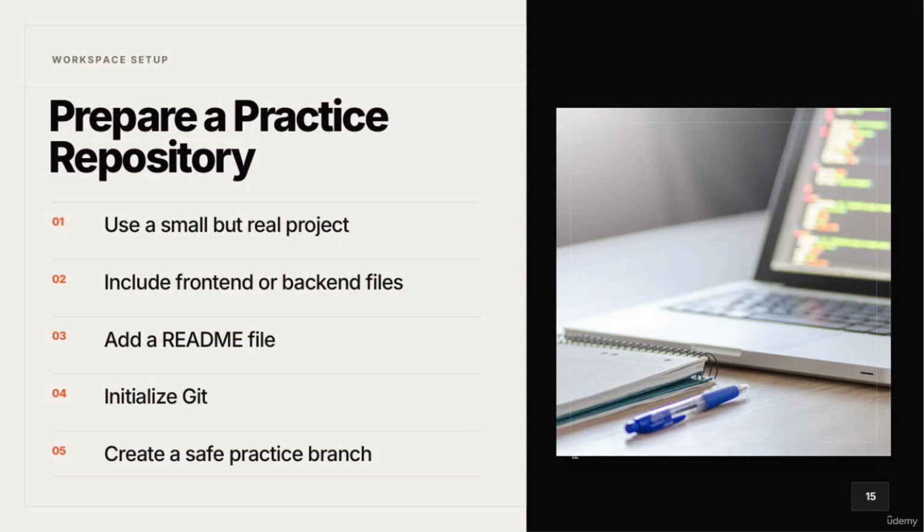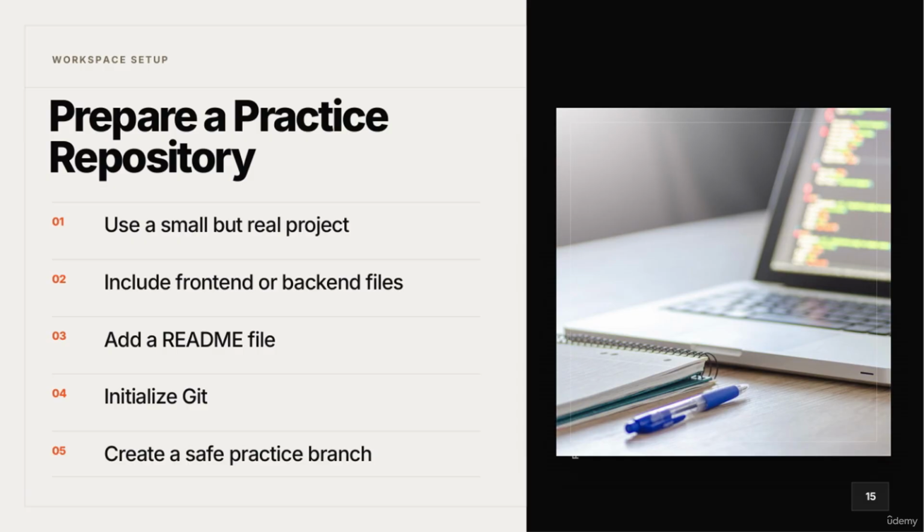Let's talk about setting up your workspace for effective practice. First, it's important to prepare a practice repository. Start with a small but real project. This helps keep things manageable while still being practical. Make sure your project includes either front-end or back-end files, depending on what you're focusing on. Next, add a README file. This is essential because it documents your project's purpose and setup instructions, making your repository more organized and professional.